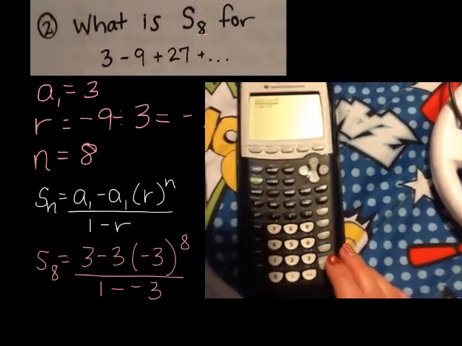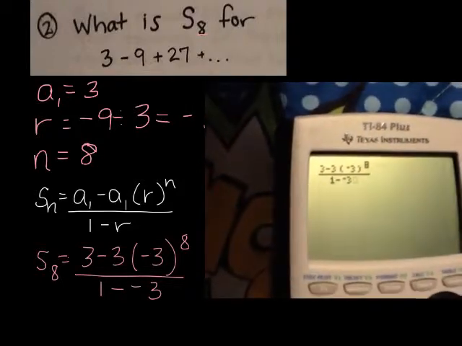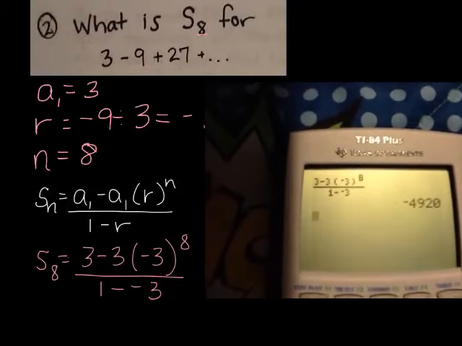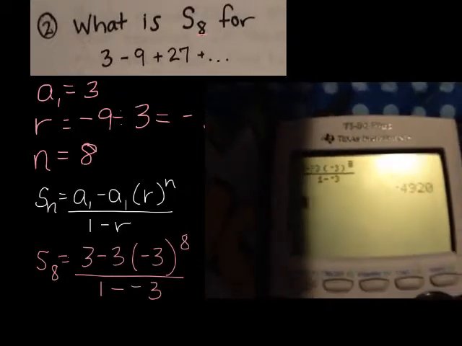And honestly, if you can type it in the screen so that it looks exactly the same as it looked when you wrote it out on paper, you can't miss it. So the answer is -4920, or -4,920.